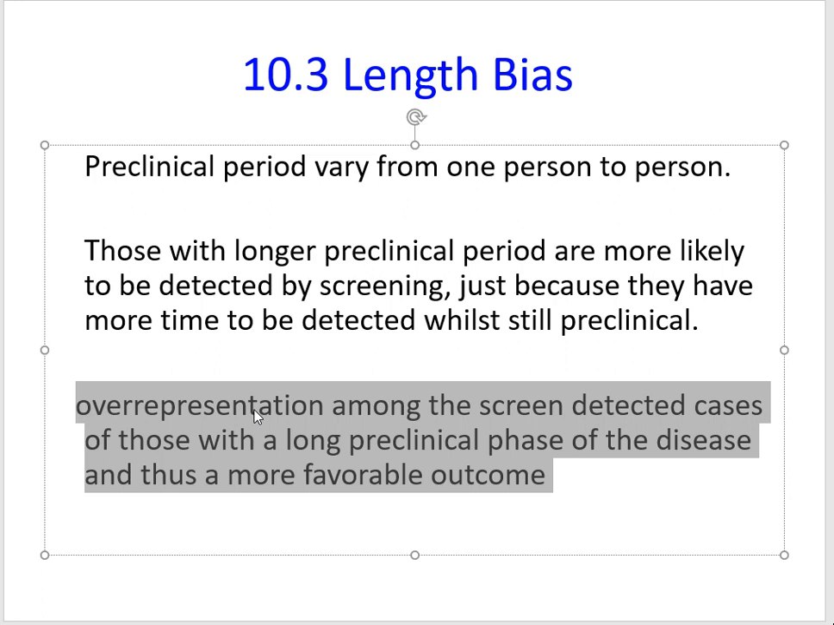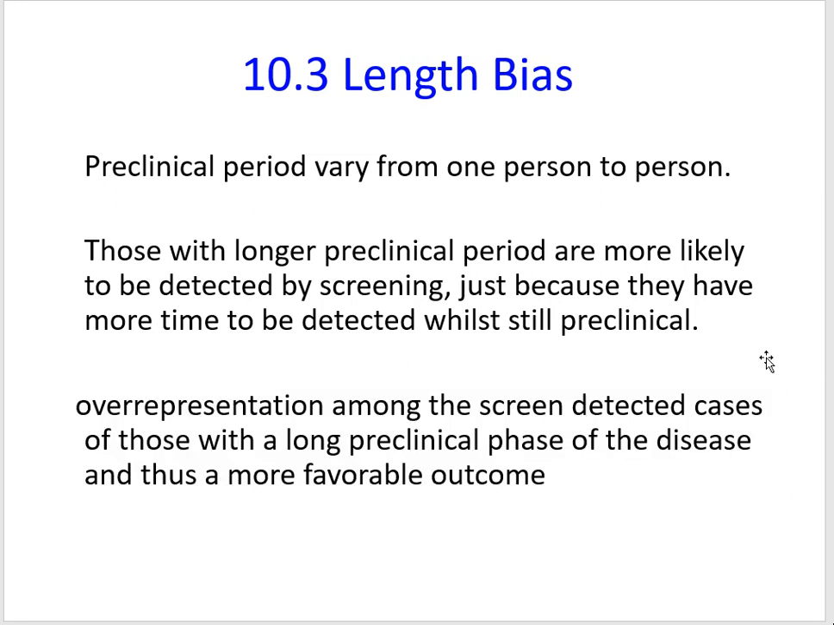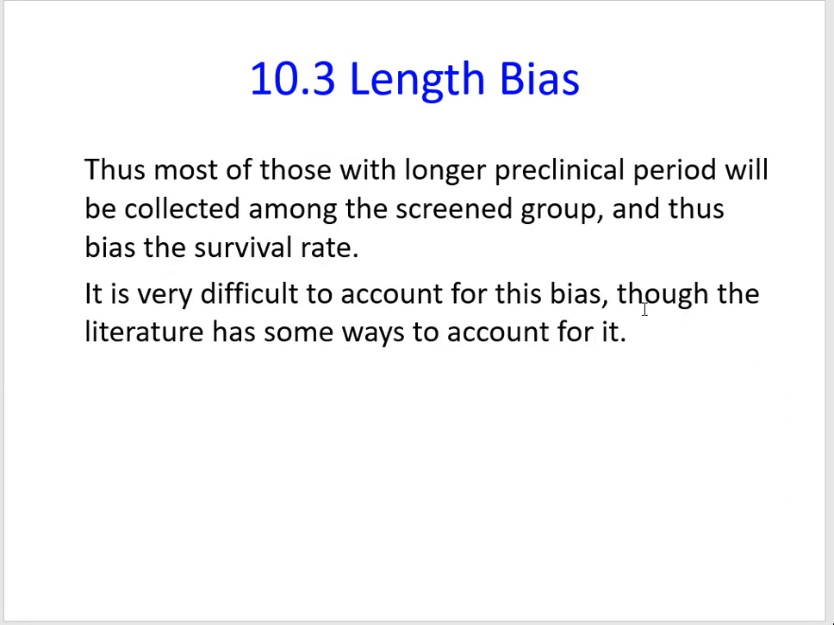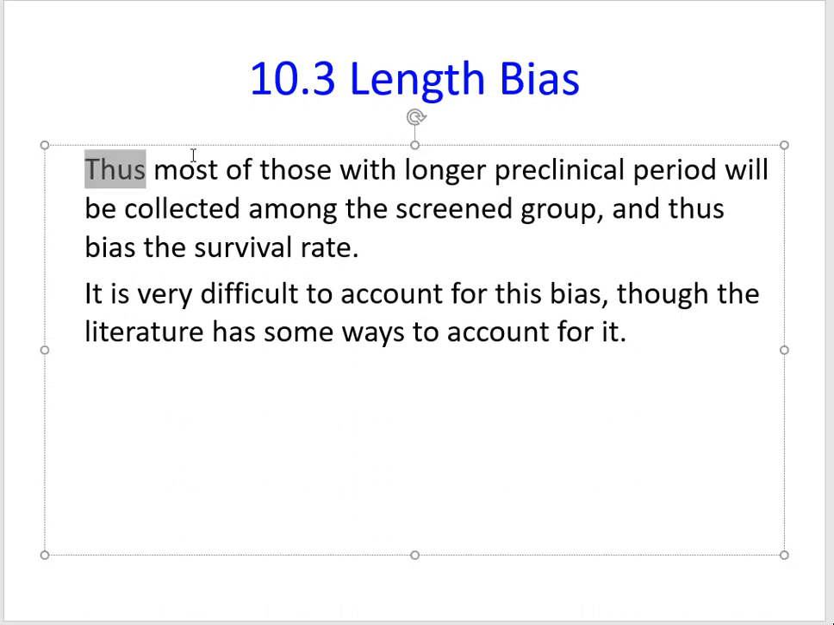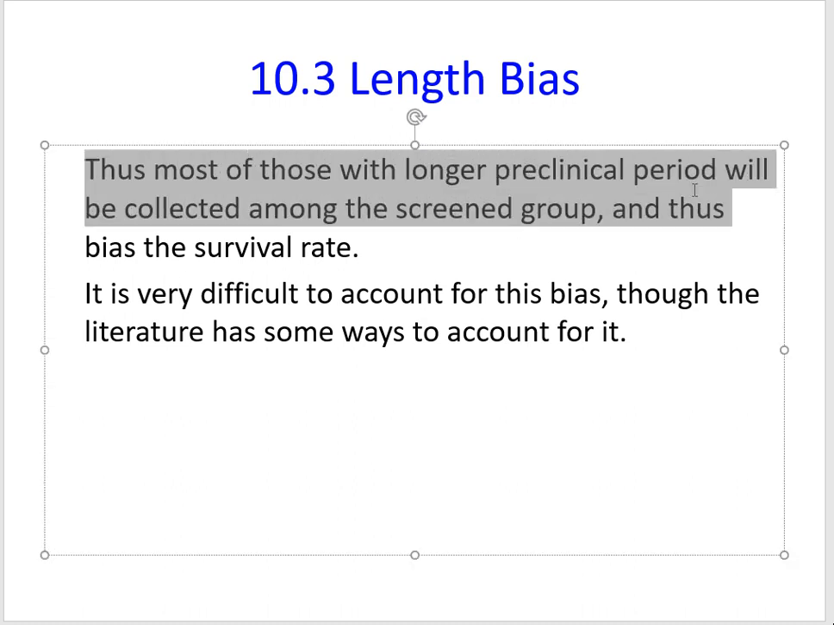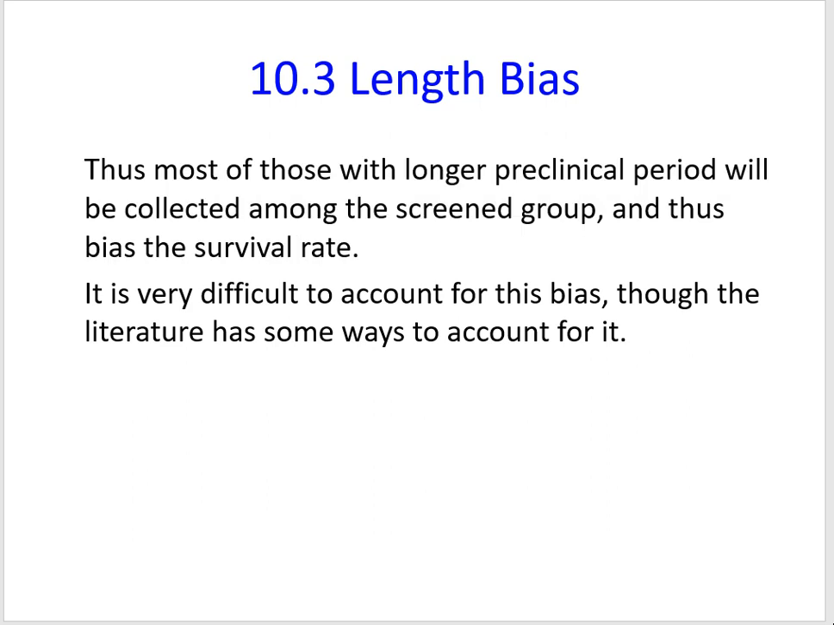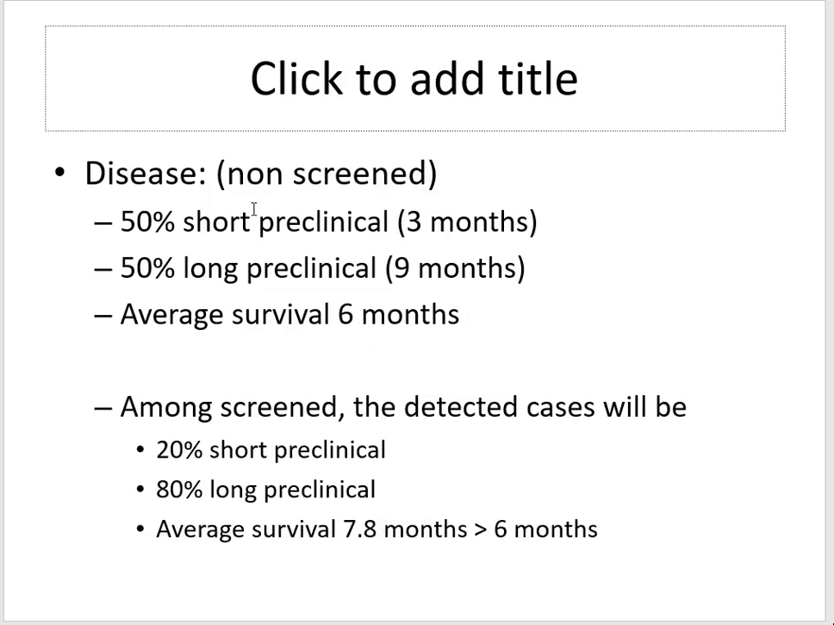And therefore, you're going to have an overrepresentation of the better disease in the screening, and you're going to conclude that screening helped. I have more slides. I hope they will explain better. Thus, most of those with longer preclinical period will be collected among the screen group, thus biasing the survival rate. It is very difficult to account for this bias, though the literature has some ways to account for it. But I want to show you this slide because hopefully that is going to help you understand.